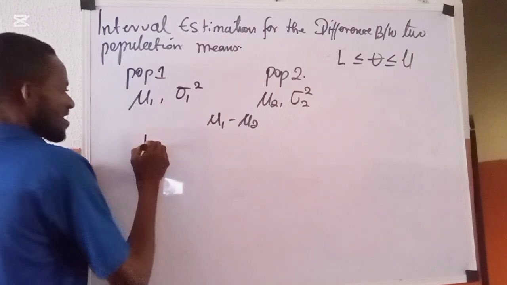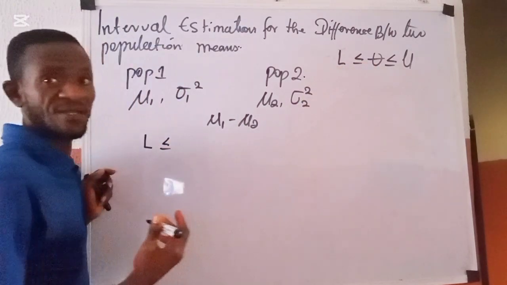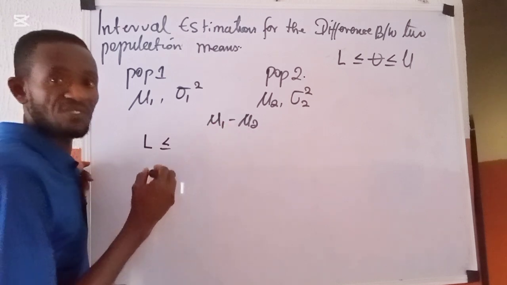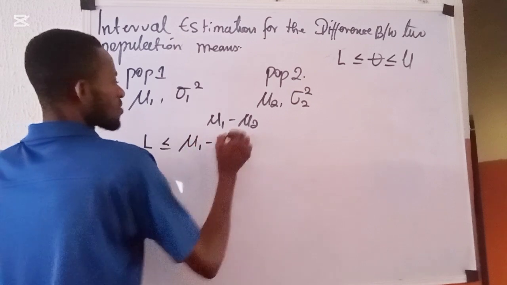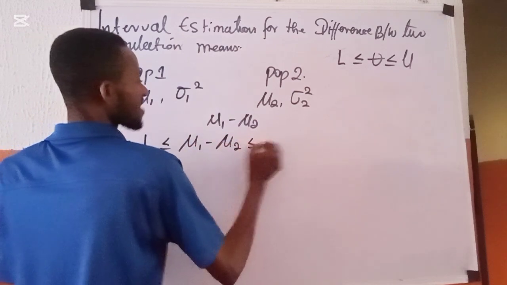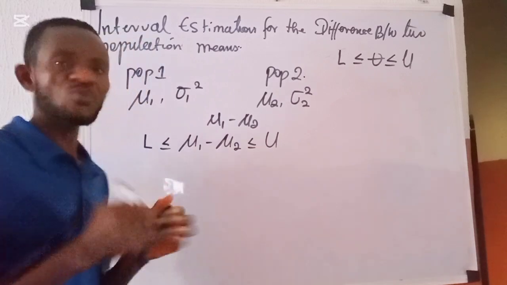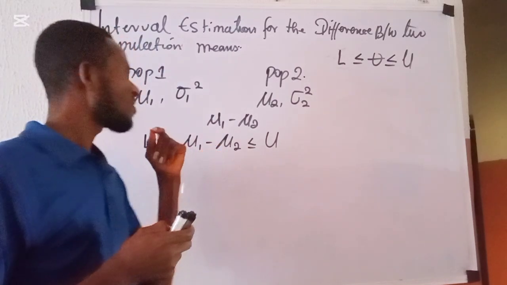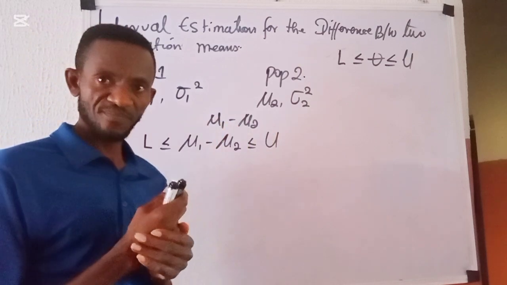L is less than or equal to... I am no longer going to put theta, because our interest here is on the difference between the two population means. So I have μ1 minus μ2 less than or equal to U. So this becomes what we call the confidence interval for the difference between the two population means.